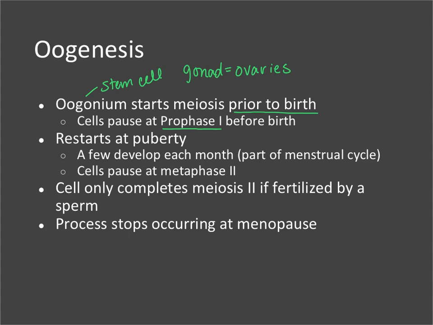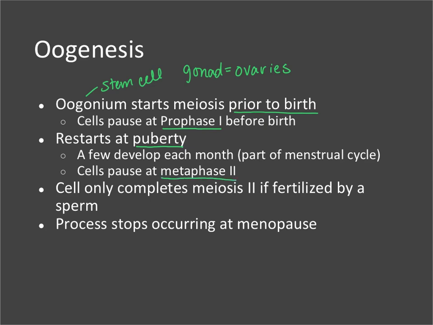So this oogenesis pauses before birth, and then it starts up again at puberty. But it doesn't start all at once. So every month after the woman goes through her first menstrual cycle, a couple of these eggs are going to restart that process of meiosis. But those cells are going to stop again at metaphase 2.